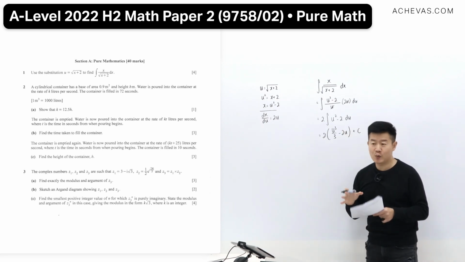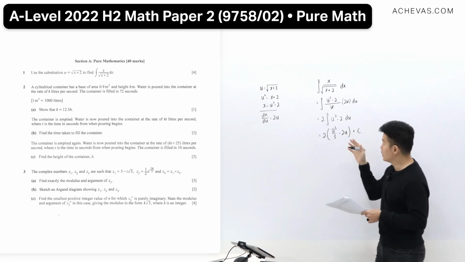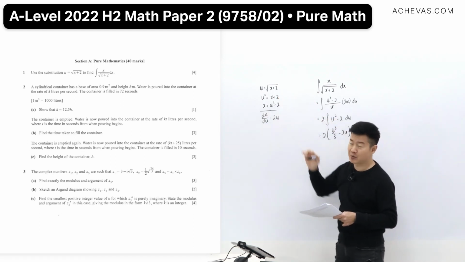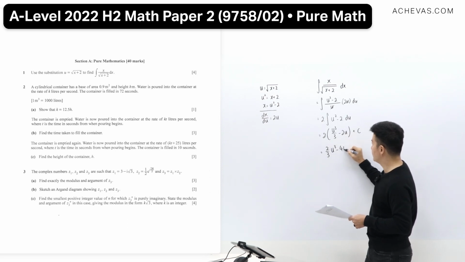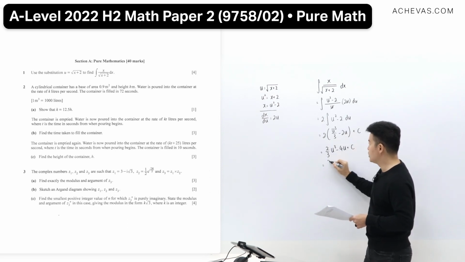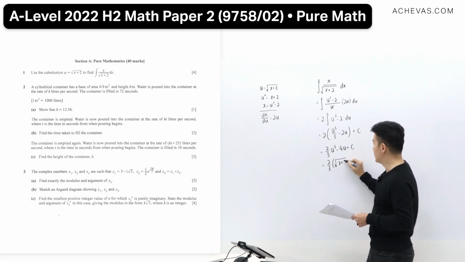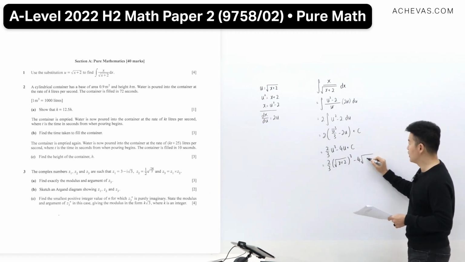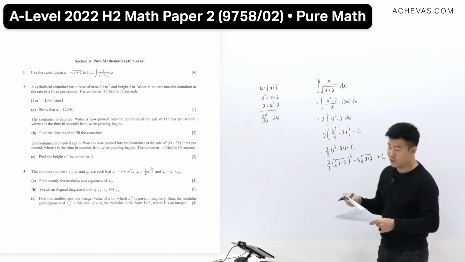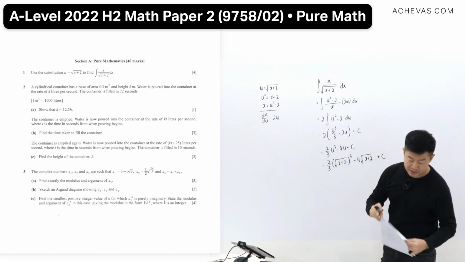But let's not forget that we will still need to replace all the u by its corresponding expression for x. So this is going to be 2 over 3 u to the power 3 minus 4u plus c, which is going to be 2 over 3 times the square root of x plus 2, all to the power of 3, minus 4 times the square root of x plus 2, plus c. This is for question number 1.